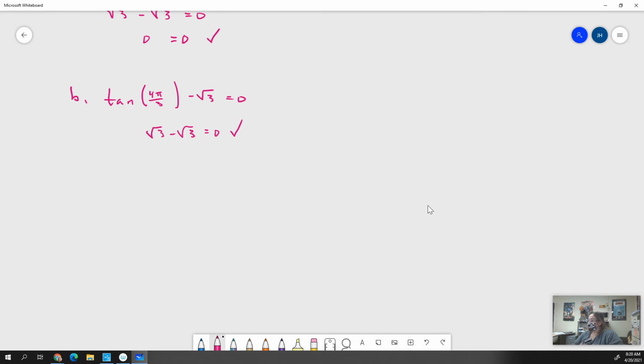So our next example, we'll do in purple. So if I have 2 sine squared x minus sine x minus 1 equals 0, and I have to verify this for A, which is x equals pi over 2, and B, which is x equals 7 pi over 6.